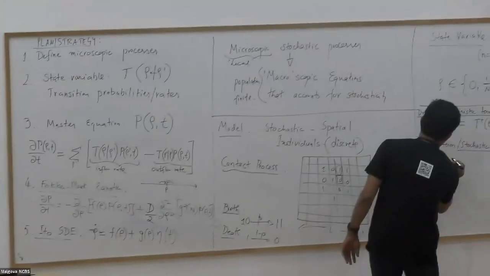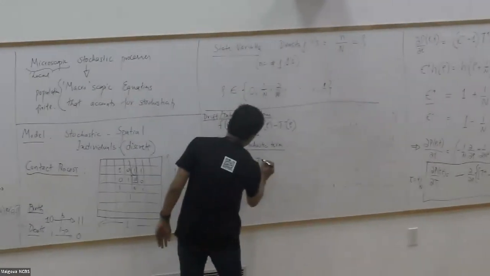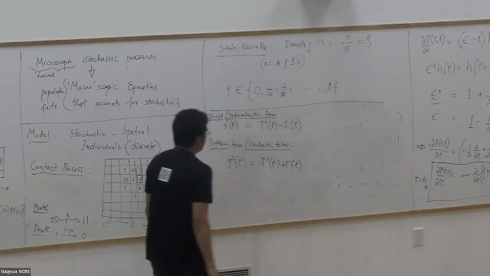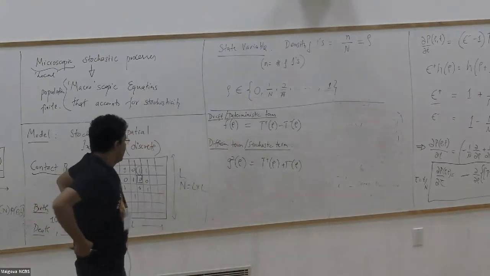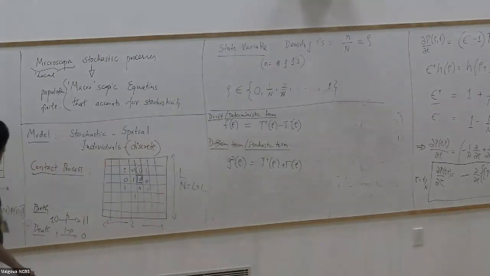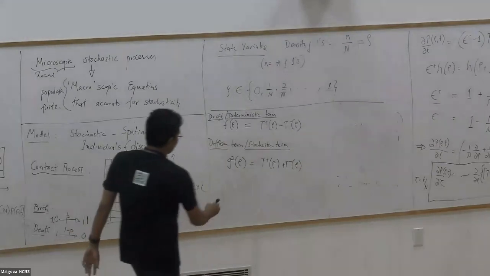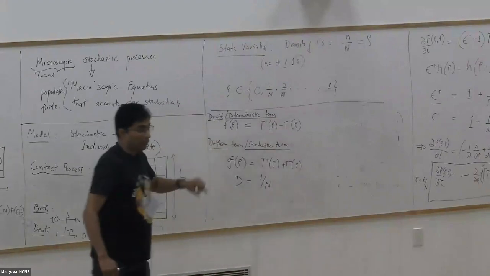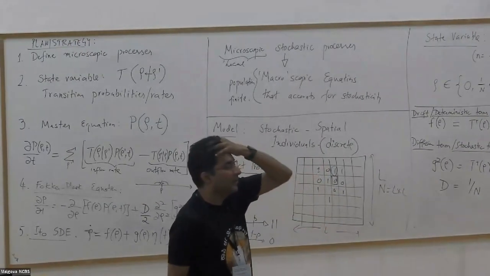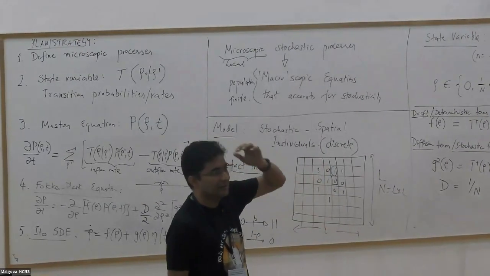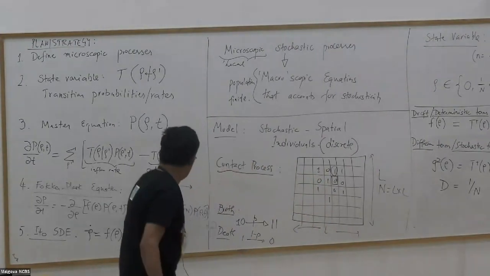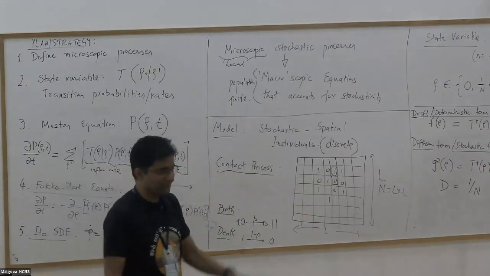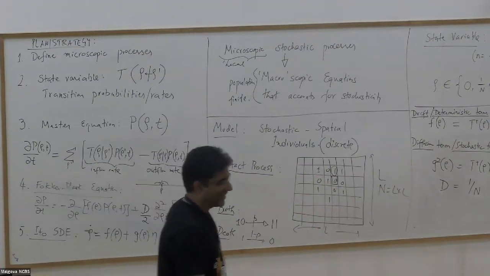Which is given by t plus of rho plus t minus of rho. And we have a d, which is the strength of this diffusion term, which scales as 1 over the system size. Thank you for being attentive and catching all my mistakes.